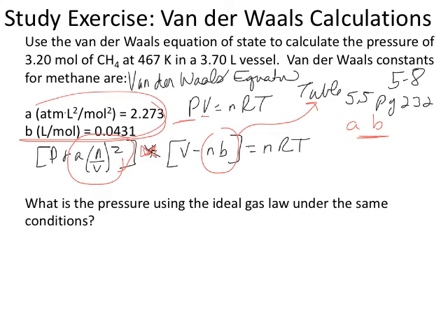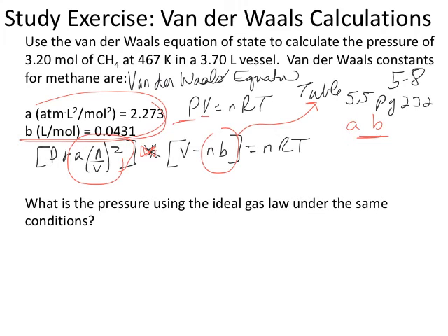So let's read the question. Use the van der Waals equation of state to calculate the pressure of 3.20 mole of methane, CH4, at 467 Kelvin in a 3.70 liter vessel. Van der Waals constants for methane are, and they give you those constants. Now, I want you to understand, this is the important thing.